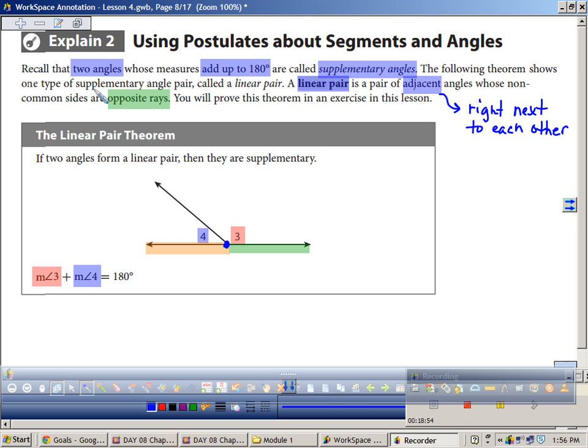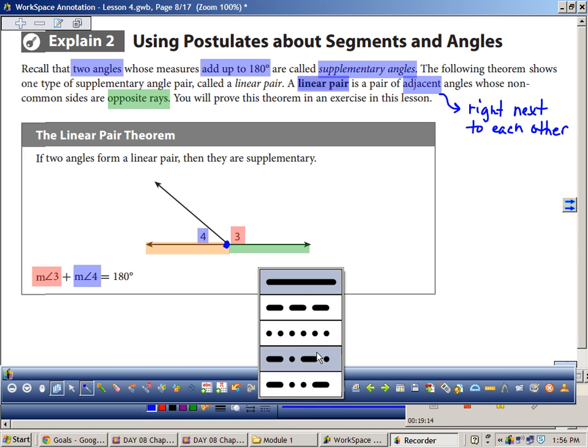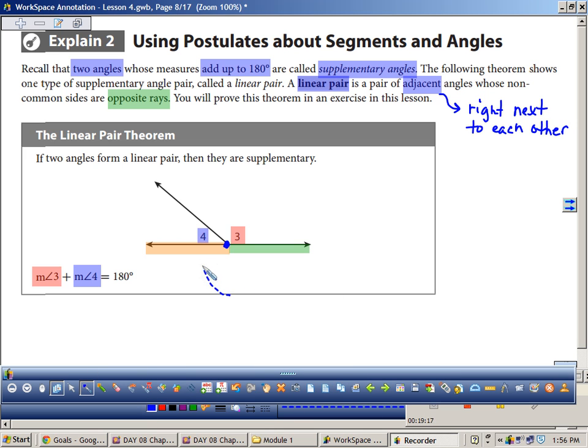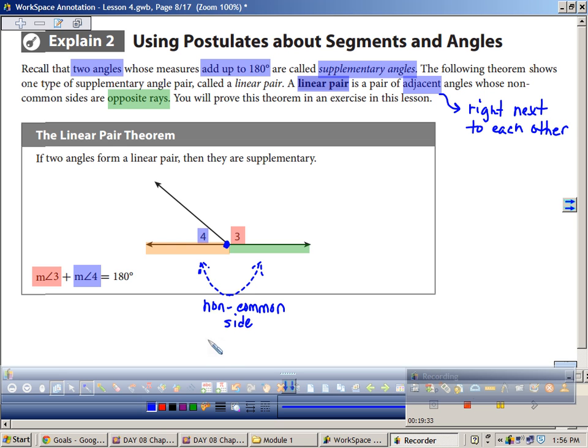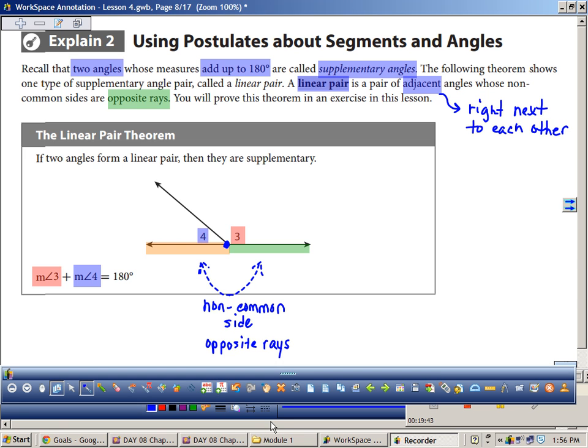Is that all we have in here? Non-common sides. Yes. Actually, I don't want it to be solid. So this one and this one are both non-common sides or opposite rays. Moving on.